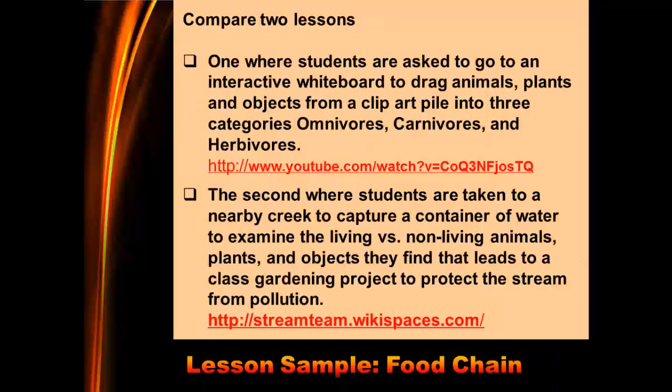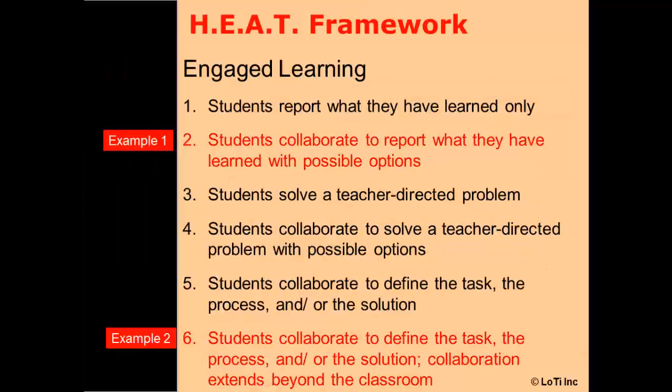Compare two lessons. In the first lesson, students are asked to go to an interactive whiteboard to drag animals, plants, and objects from a clip art pile into three categories of omnivores, carnivores, and herbivores. In the second lesson, students are taken to a nearby creek to capture a container of water to examine living versus non-living animals, plants, and objects that they find, and that leads to a glass gardening project to protect the stream from pollution. They will still need to classify their findings, but the students will have a better context for that. Example 1 is at the lower end of engaged learning.